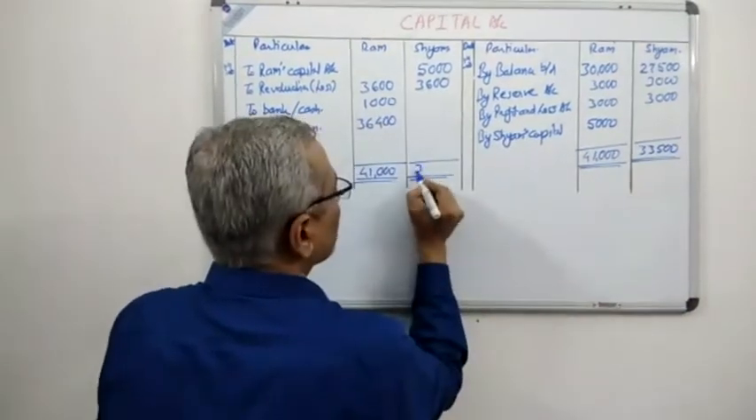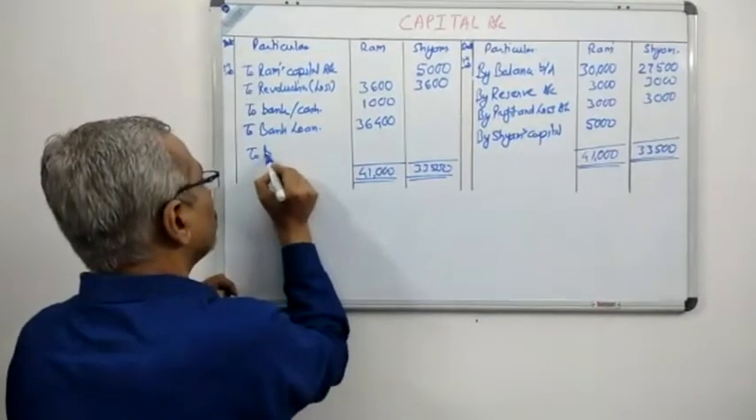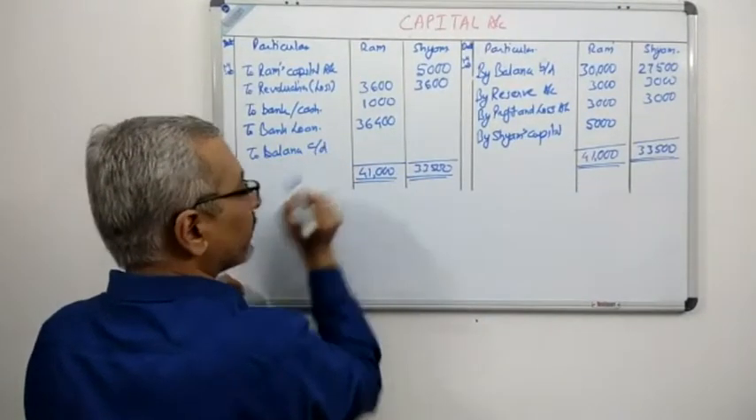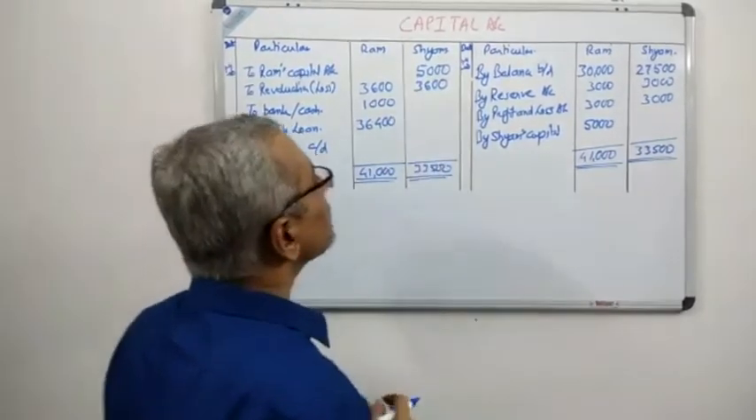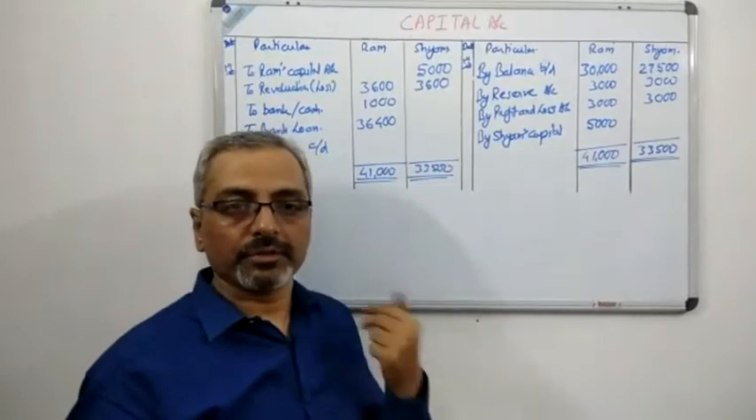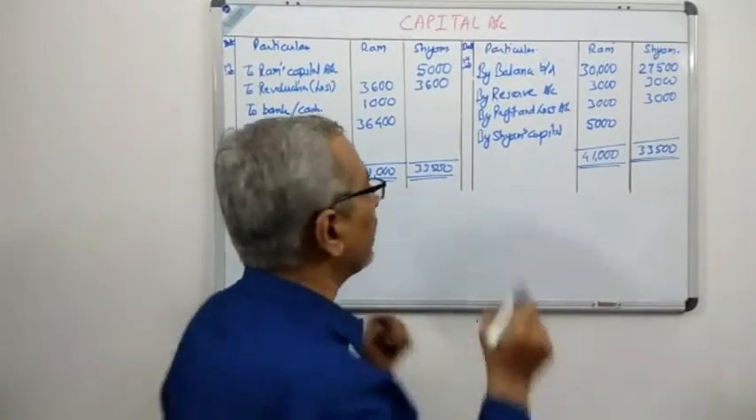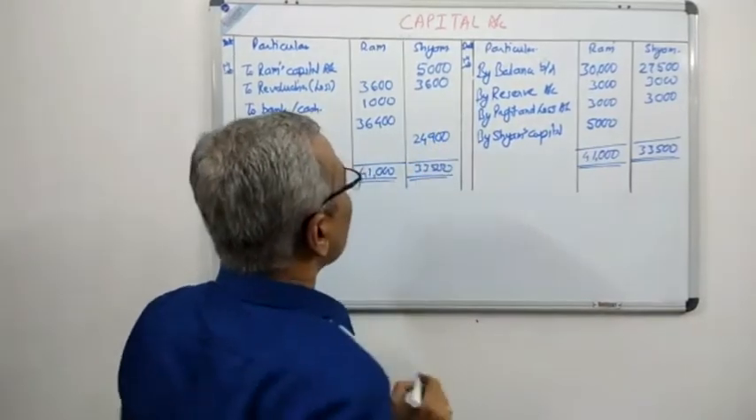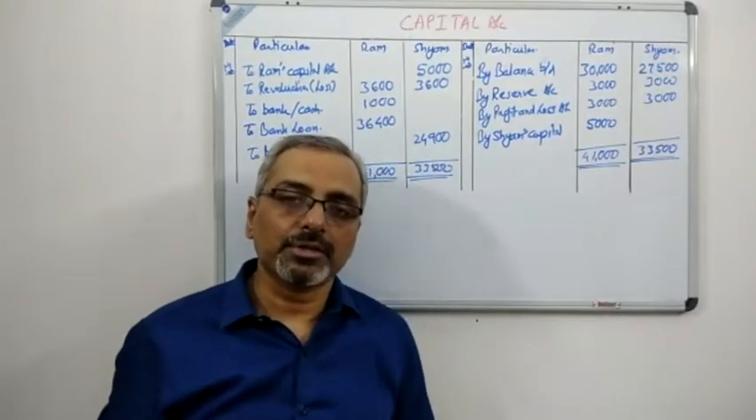So 33,500, and Sham is the continuing partner. Therefore, balance carried down: 33,500 minus 8,600, if we subtract that, the figure which we get is 24,900. So 24,900 is the balance which will be shown in the balance sheet of the firm.